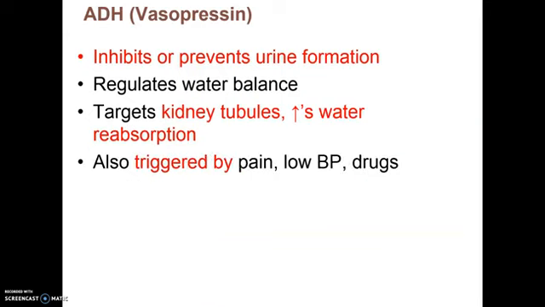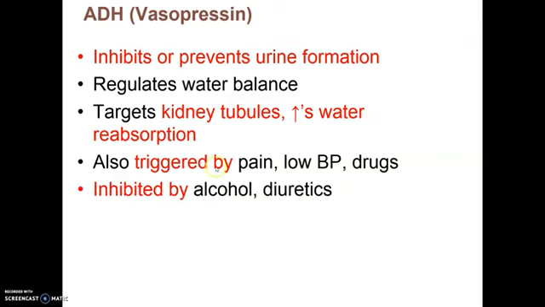Antidiuretic hormone. Diuretic means more water is removed through the urine. With diuretics, we need to go to the bathroom more frequently. Anti, the opposite of diuretic, means it inhibits urine formation. So ADH actually targets the kidney tubules. It increases water reabsorption. ADH is also triggered by pain, low blood pressure, or drugs.